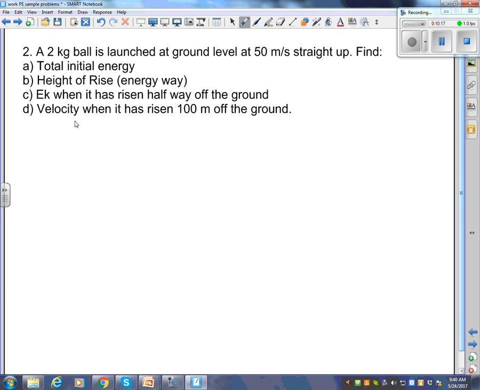What is the total initial energy? Well, at the start, all of the energy is kinetic, right? EKi is going to be mv squared over 2. Two times a velocity of 50 squared all over 2. The 2's cancel. 50 squared is 2,500 joules of kinetic energy.